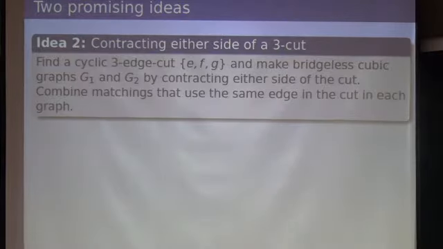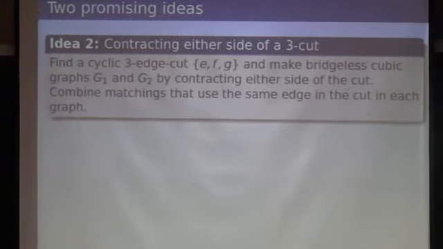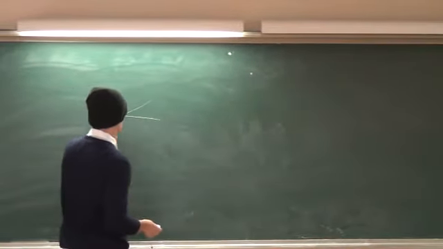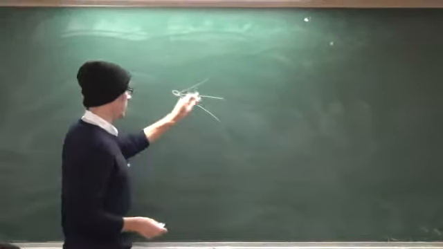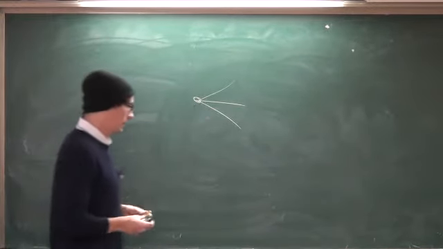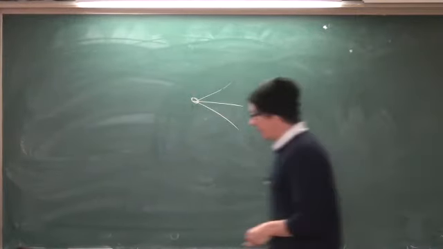The second idea, I don't know if we steal it really, but it's something obvious that comes to mind, is contracting one side of a cyclic 3-edge cut. A cyclic 3-edge cut is just a 3-edge cut that has a cycle on either side. If you're talking about a cubic graph, you don't want to talk about a trivial 3-edge cut that just has one vertex on one side, because you can't reduce on it. So we don't really consider these to be cuts.